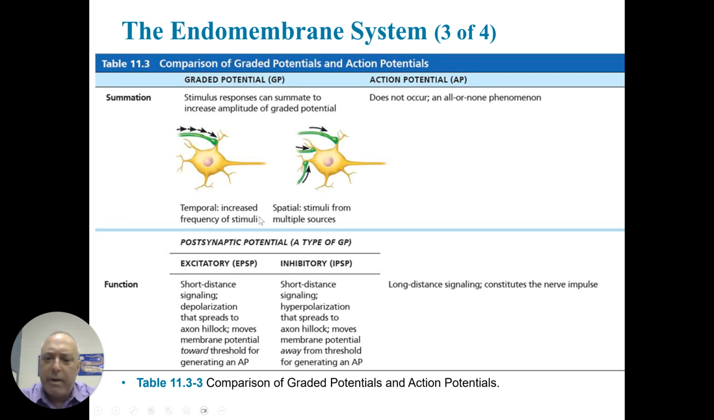So we've got temporal and spatial summation leading to the action potential. So the function of the excitatory postsynaptic potentials is for short distance signaling, usually within the soma. The depolarization spreads to the axon hillock, and it moves towards threshold to generate an action potential, whereas the inhibitory postsynaptic potentials, they're also short distances, but these move the membrane potential away from threshold.